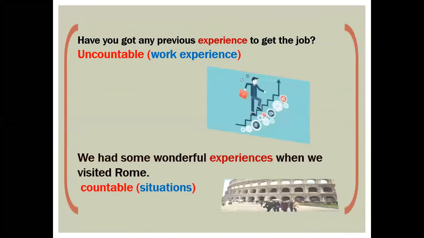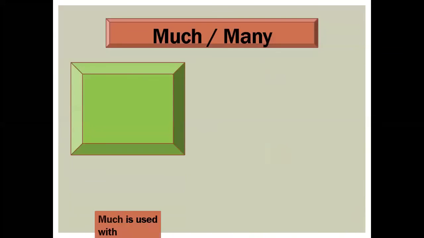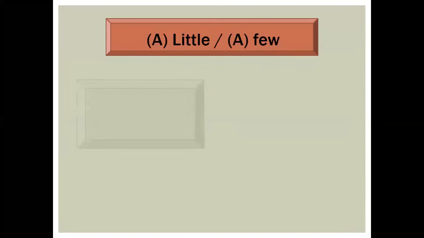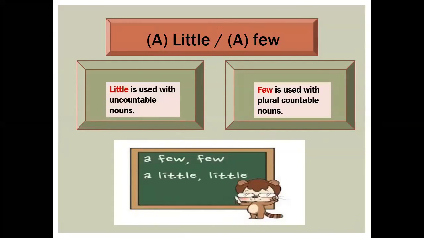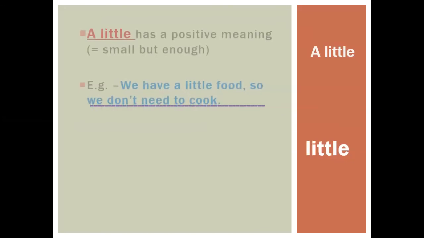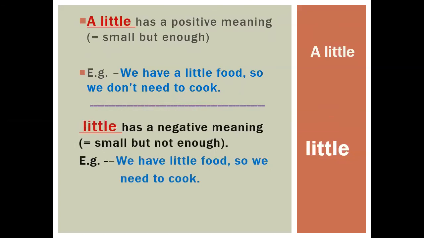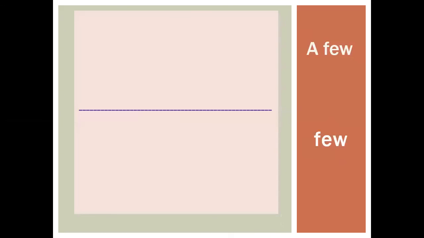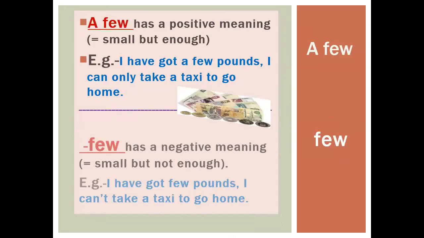Then we studied the difference between little and a little. I told you yesterday that little or a little is used with uncountable nouns. Few or a few is used with countable nouns. What is the difference between them? A little has a positive meaning, which means enough. Little has a negative meaning, which means not enough. Also, a few has a positive meaning, which means small but enough. But few has a negative meaning, which means small but not enough.